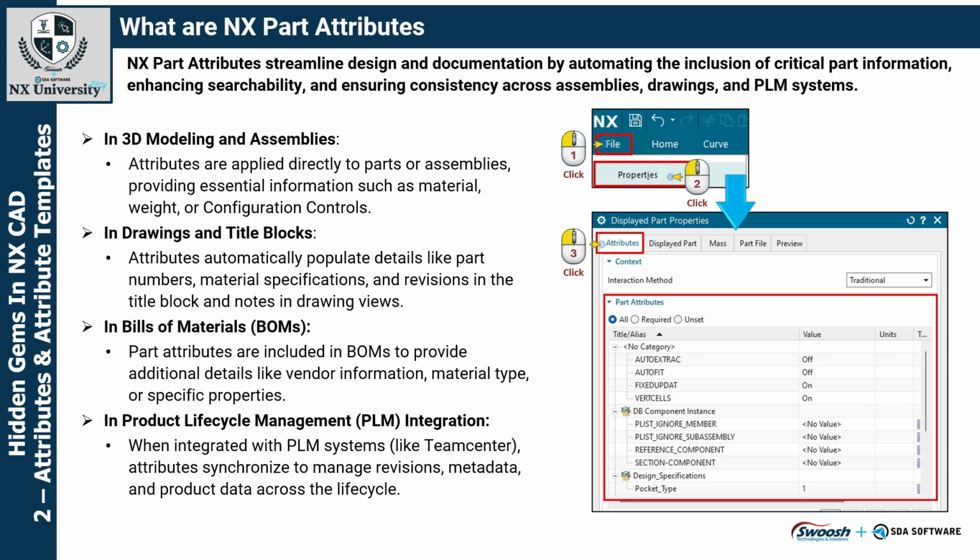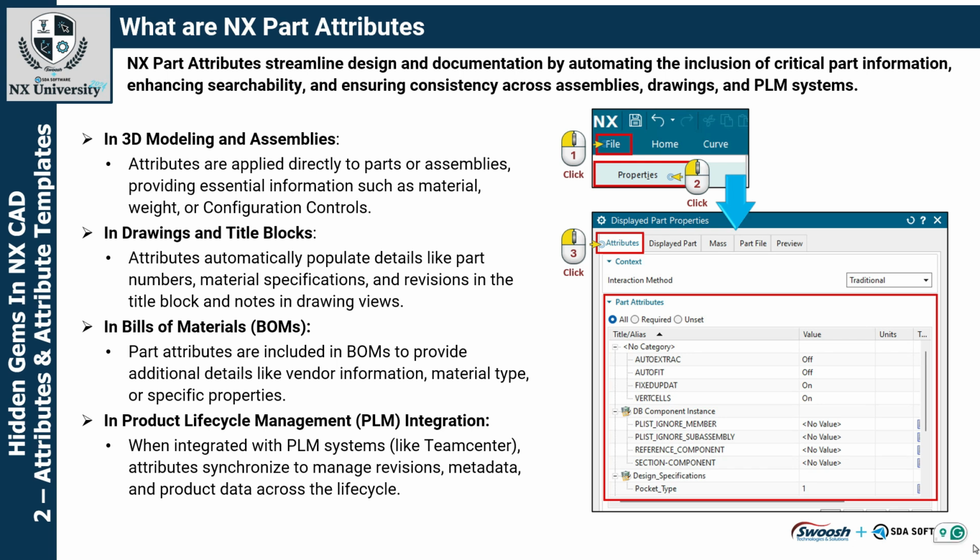In bill of materials, part attributes are included in BOMs to provide additional details like vendor information, material type, or specific property. In product lifecycle management, PLM integration, when integrated with PLM systems like Teamcenter, attributes synchronize to manage revisions, metadata, and product data across the lifecycle.